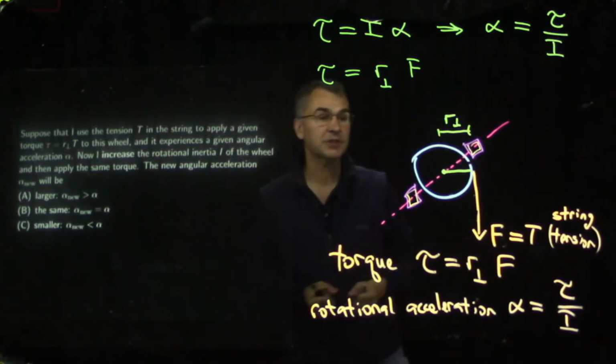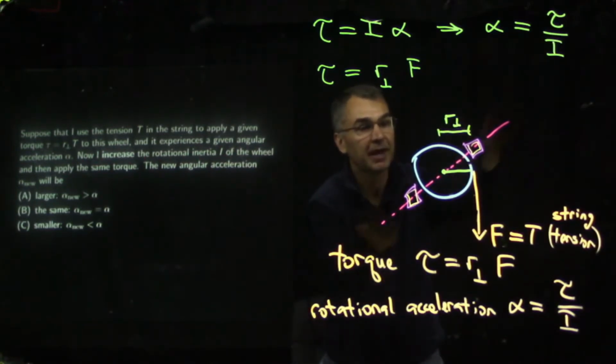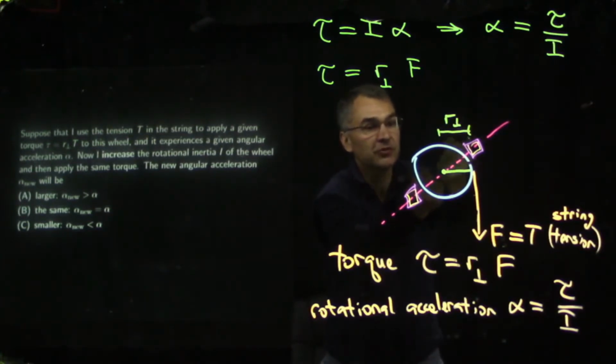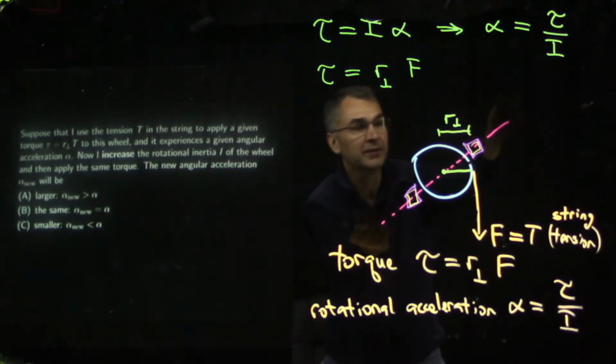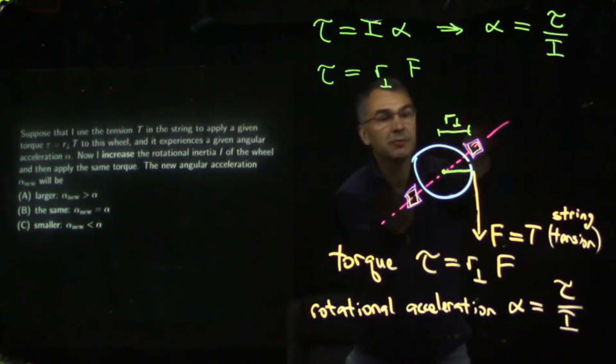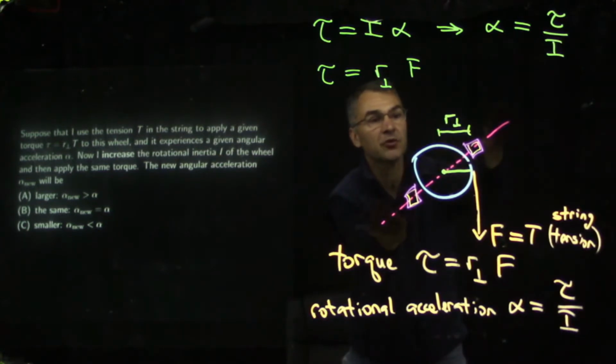This particular wheel has some adjustable masses, positioned symmetrically, so I can put them both close to the axis, or I can put them both far away from the axis. By doing that, that mr squared factor increases or decreases the rotational inertia of this big wheel. I'm moving the mass closer to the axis to reduce the rotational inertia, or farther away from the axis to increase the rotational inertia.